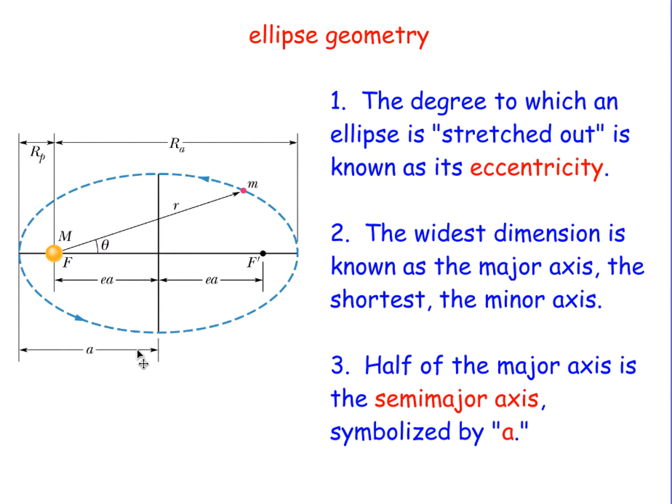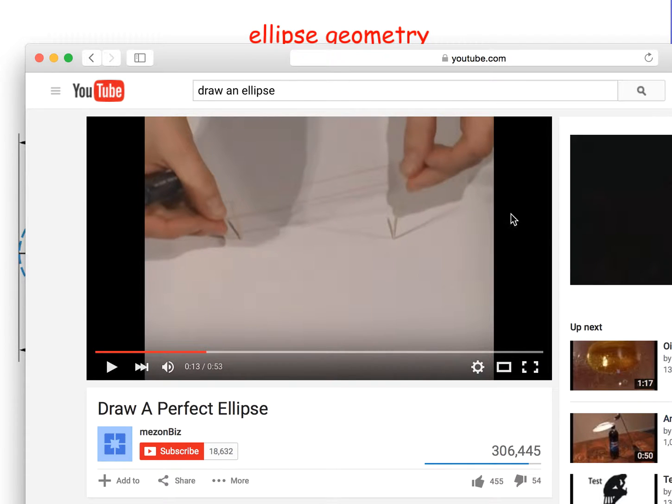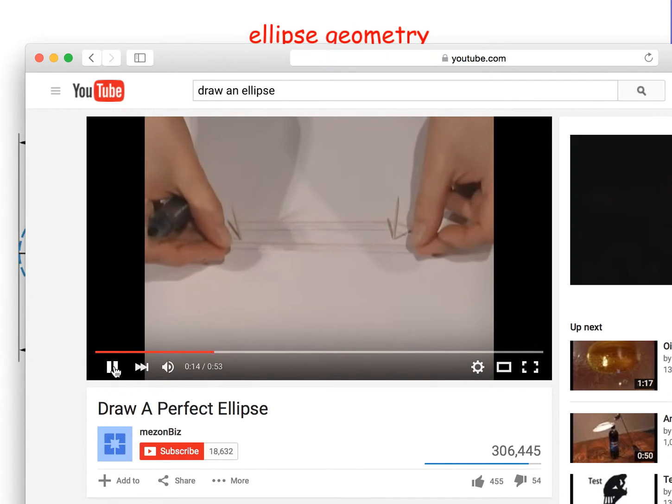So here's a little bit of ellipse geometry. And it really gets into how do you draw an ellipse. So I have a YouTube video here that we can take a look at that shows you how to draw an ellipse. You have to put two pins in a piece of paper. Turns out that each one of these pins is at one focus. And you also need a bit of string that you can hang over the paper. So let's see what they do in this video.